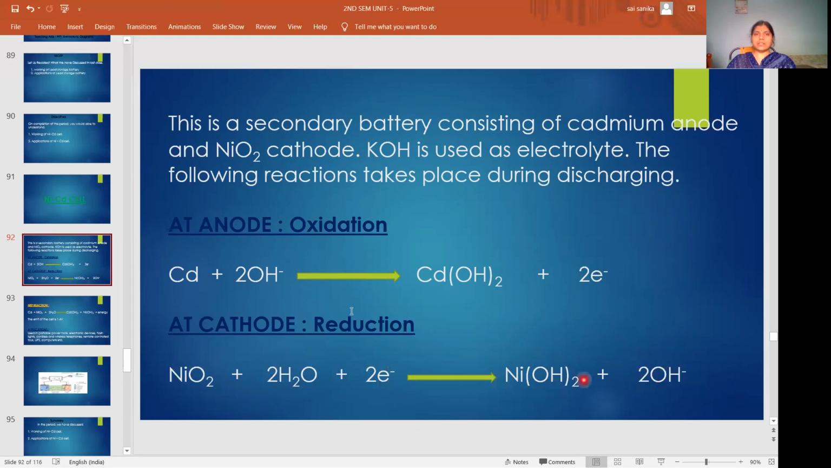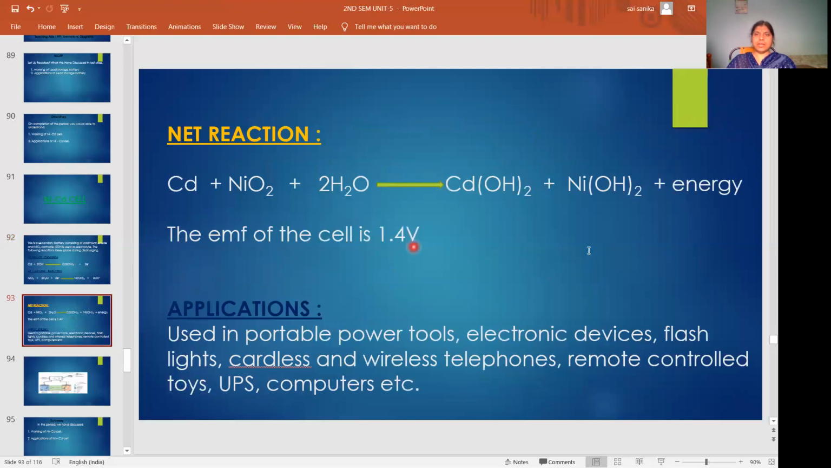So here two hydroxy, here two hydroxy. These two are cancelled. Here two electrons, here two electrons. These two electrons are cancelled. And the remaining overall reaction, how will you write? Left side, right side. So cadmium plus nickel oxide plus 2H2O gives rise to Cd(OH) taken twice, that is cadmium hydroxide, and Ni(OH) taken twice, nickel hydroxide. So this is the overall reaction. And the EMF of the cell is 1.4 volts.